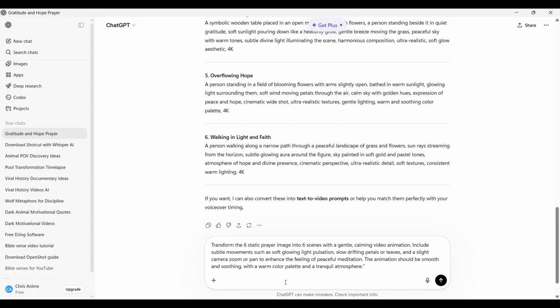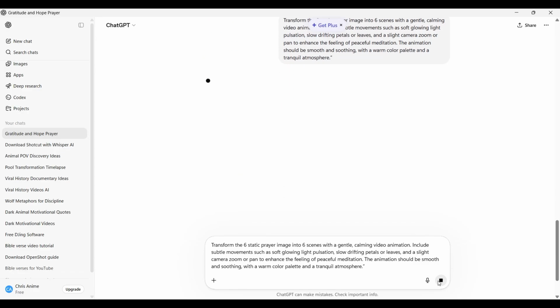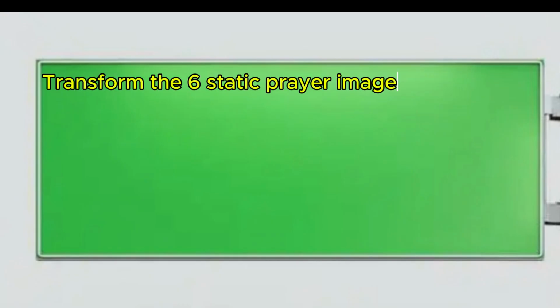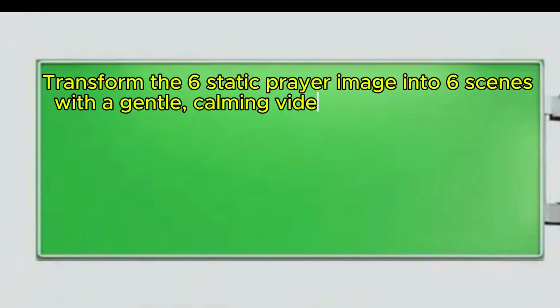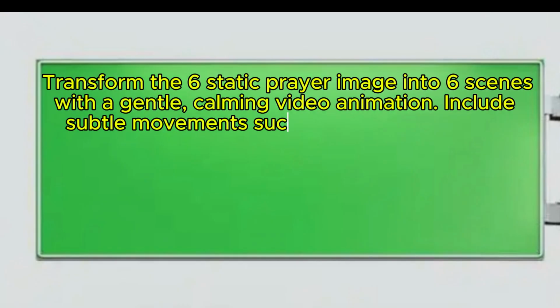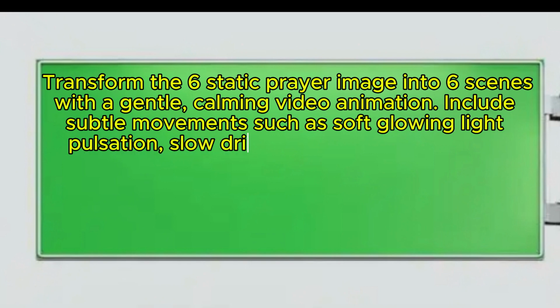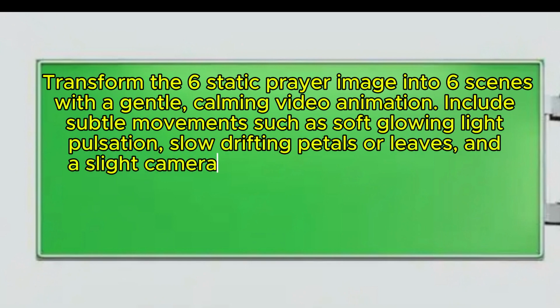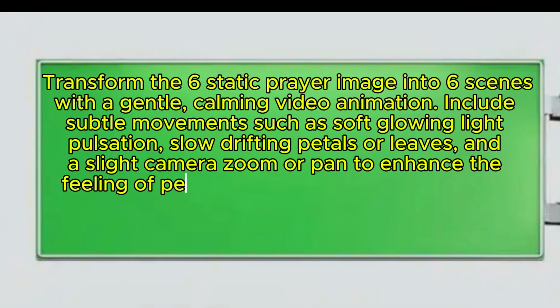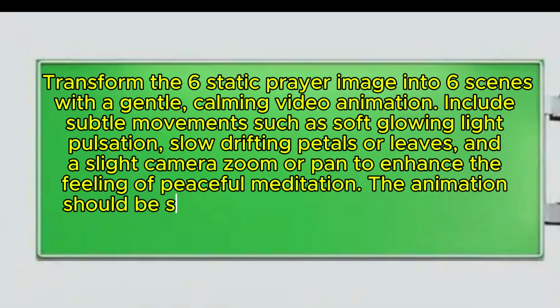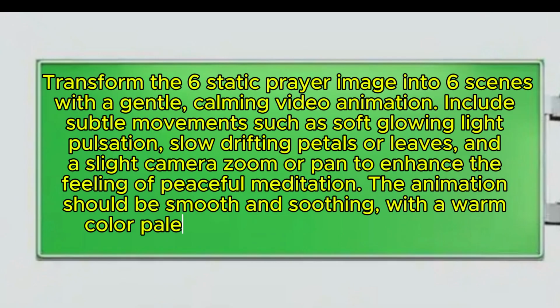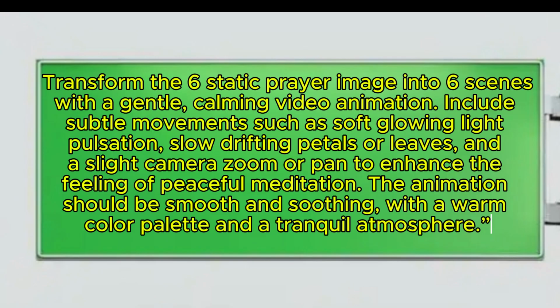Step 4. Turn images into videos. Go back to ChatGPT and enter the following prompt. Transform the 6 static prayer images into 6 scenes with a gentle, calming video animation. Include subtle movements such as soft, glowing light pulsation, slow drifting petals or leaves, and a slight camera zoom or pan to enhance the feeling of peaceful meditation. The animation should be smooth and soothing, with a warm color palette and a tranquil atmosphere.